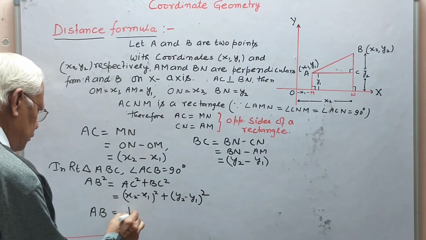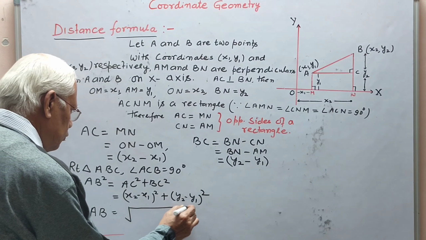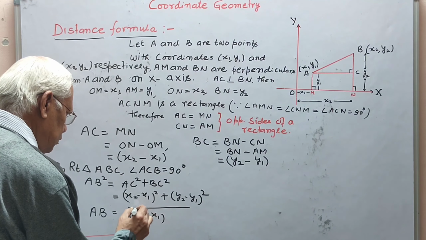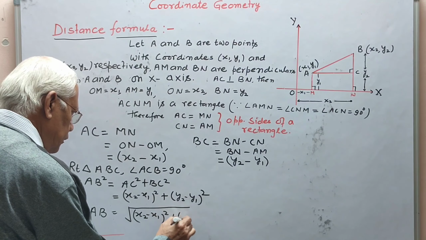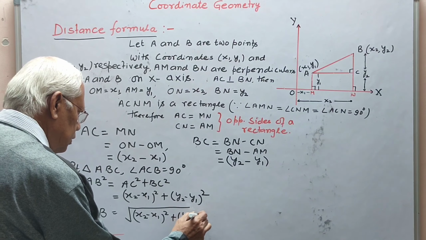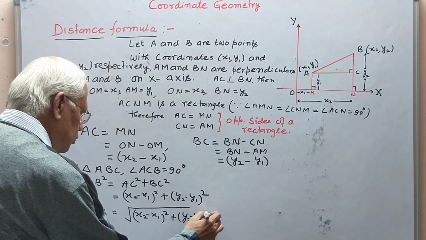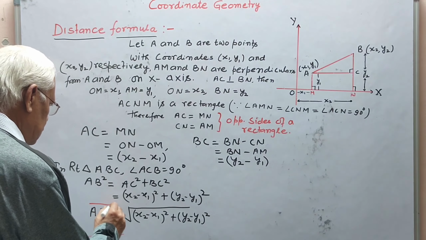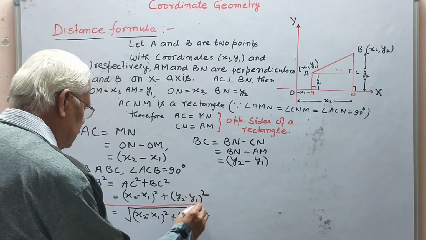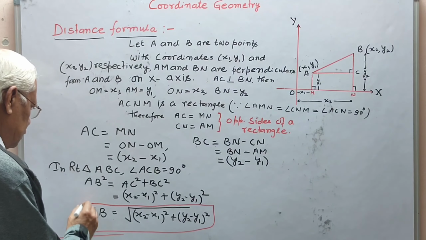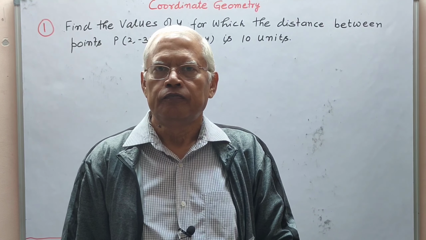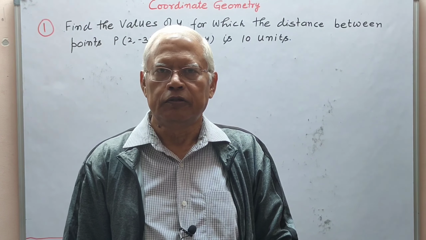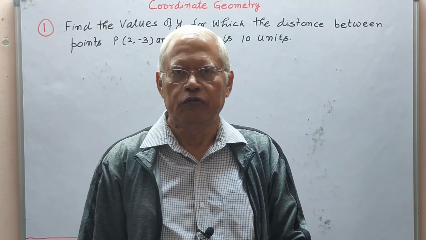So, AB is equal to the square root of (x2 minus x1) whole square plus (y2 minus y1) whole square. This is the distance formula between 2 points. Now we'll solve a few very important problems with the help of the distance formula.